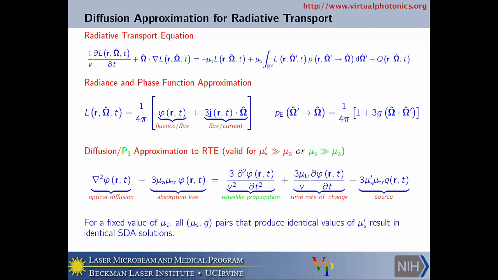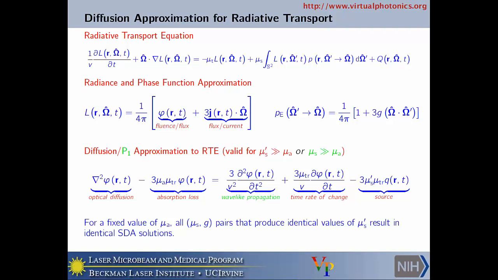And so the more scattering there is, the more likely you're going to have these more tortuous light paths, and you're going to experience more absorption loss, okay? So this accounts for that, or is meant to account for that. You'll see that in some regimes of optical properties, this works very well. In some regimes, it does not.